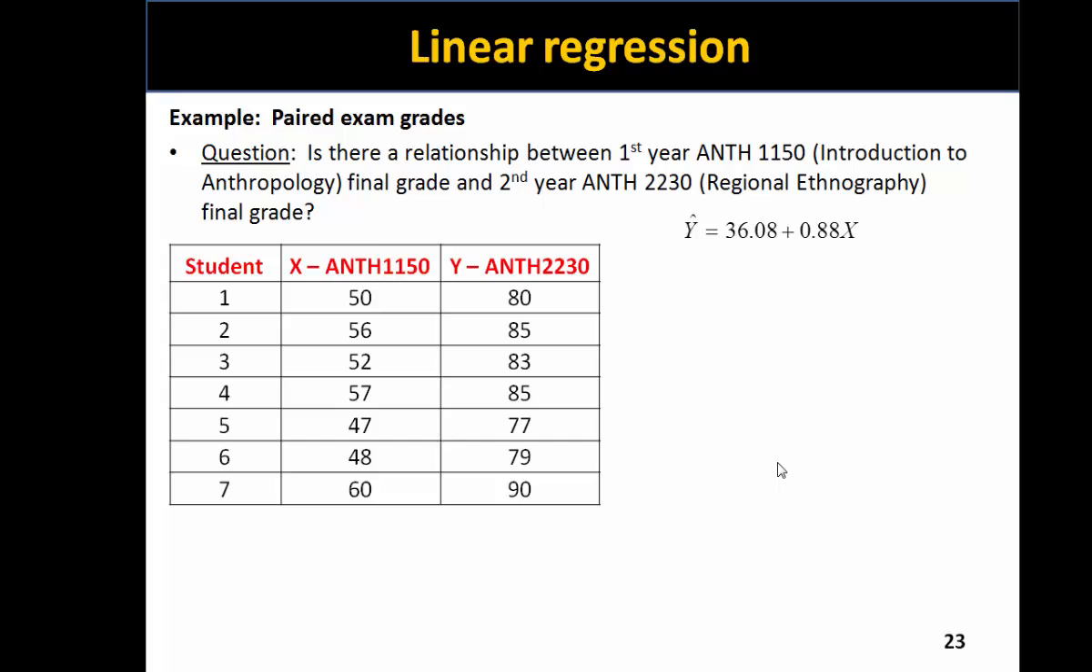So in doing so, we'll take our equation of 36.08 plus 0.88x. And so, for example, let's suppose that following this study, a student achieves a grade of 52% in the first year course. So another good time to pause the video, and the question that we're going to leave you with here is predict this student's grade in the second year anthropology course. So pause the video now, run through the calculations, and then restart the video for the answer.